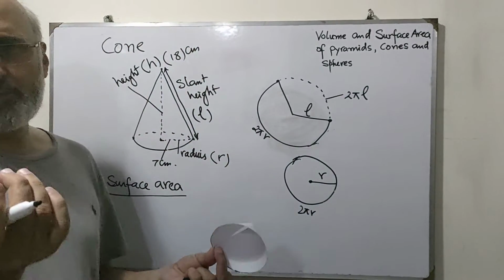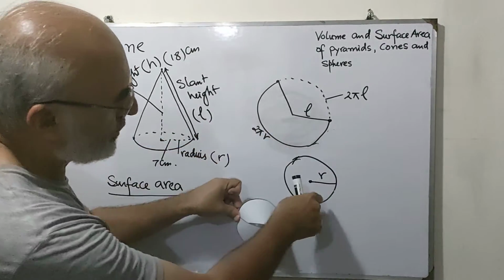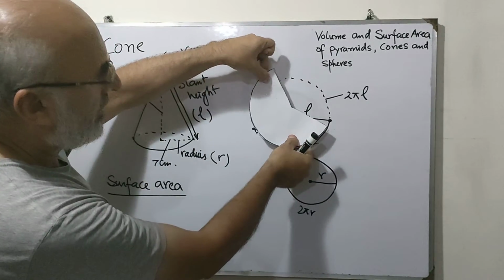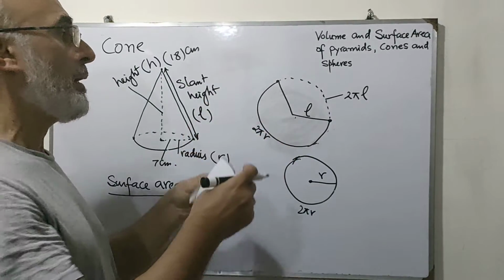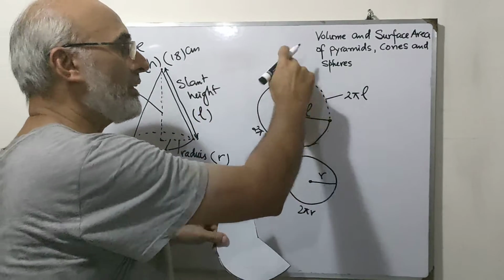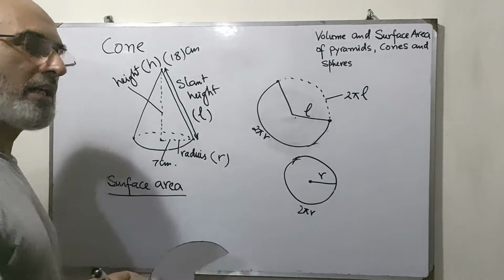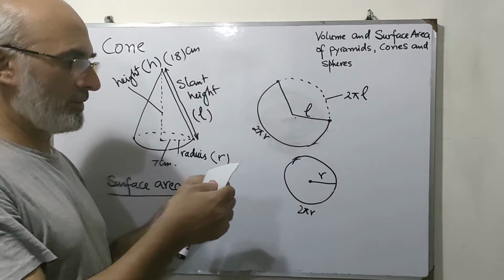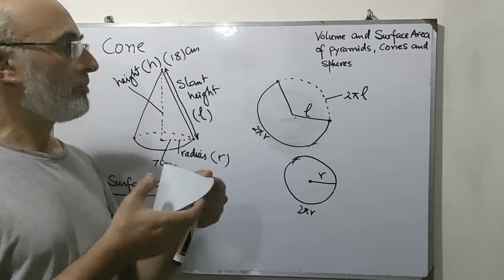A bit tricky, but this has a circular base with circumference 2 pi r, and this is a sector with a radius of L, which is the slant height. We are just assuming that if it was a complete circle, the circumference would have been 2 pi L. Now let's come to the point and calculate the area of this sector, this cone.